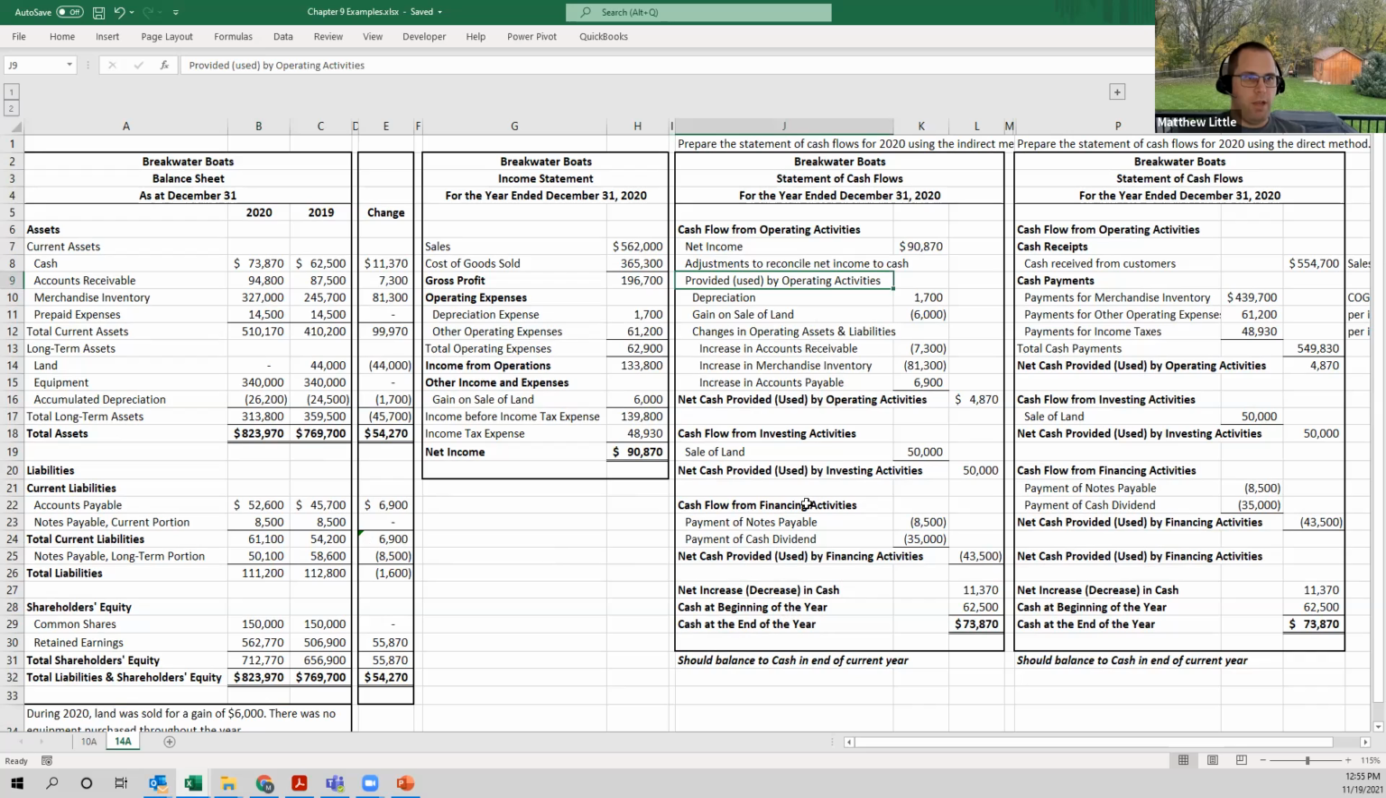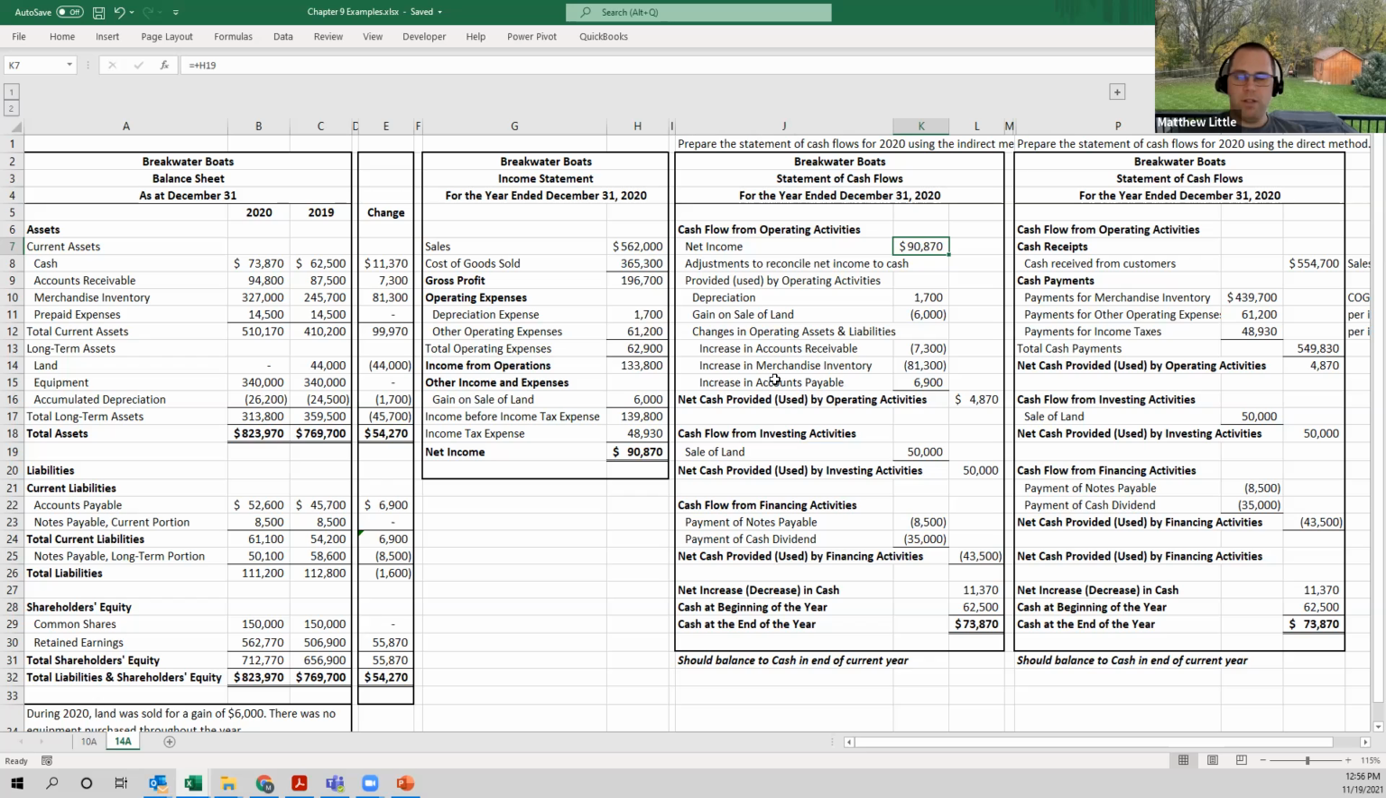Broken down to the same three categories: operating, investing, and financing. So under operating, we would start with the net income being $90,870. We would add back depreciation, which is $1,700. Then we need to remove the gain on sale of land because that's not considered an operating activity. So we'd remove the $6,000 from the gain on sale of land, which can both be found on the income statement or in the note here that we're told in the additional information.